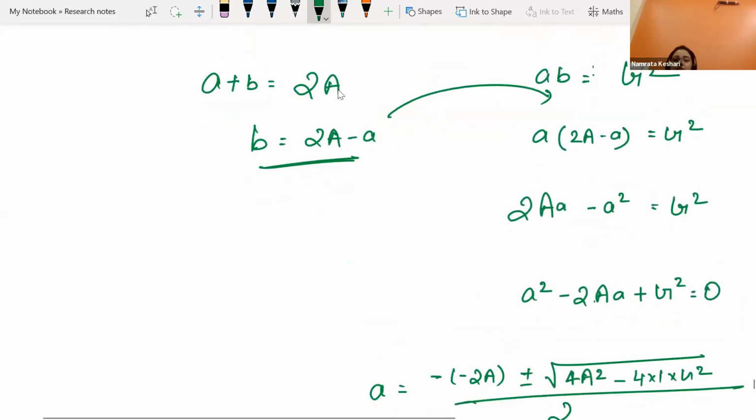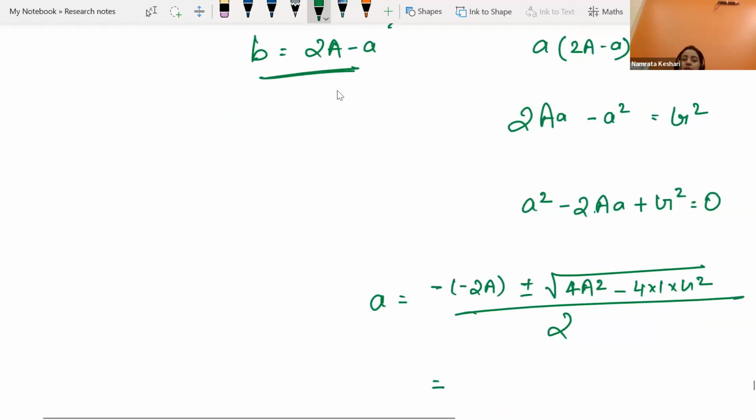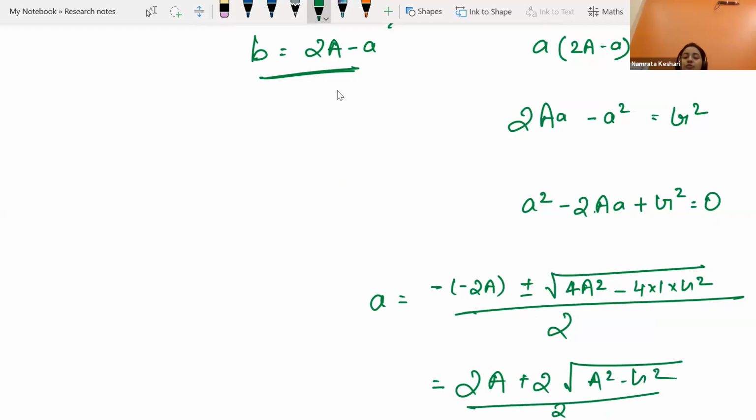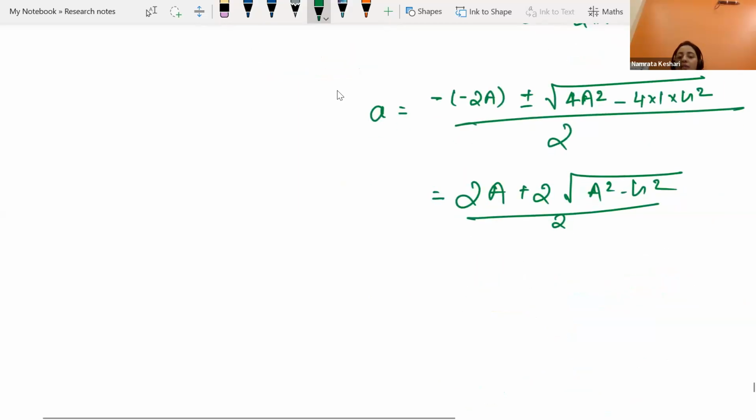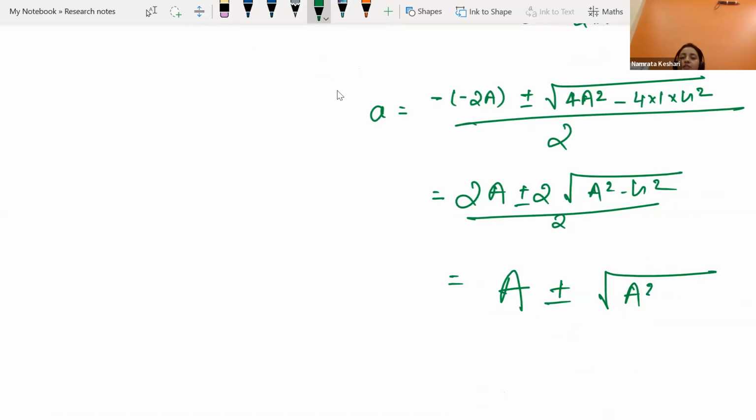Yes, ma'am. Okay, we are having 2a plus minus still. Now again we can see it's exactly like the previous scenario. We can take out 4, it will become 2 under root a square minus g square will be remaining. By 2 is there. Now from the numerator we can take out 2 common and we will end up getting a plus minus under root a square minus g square.